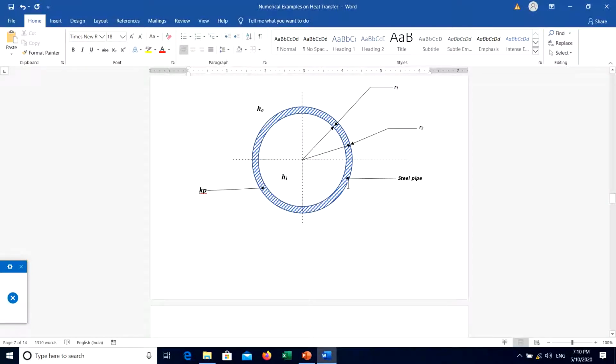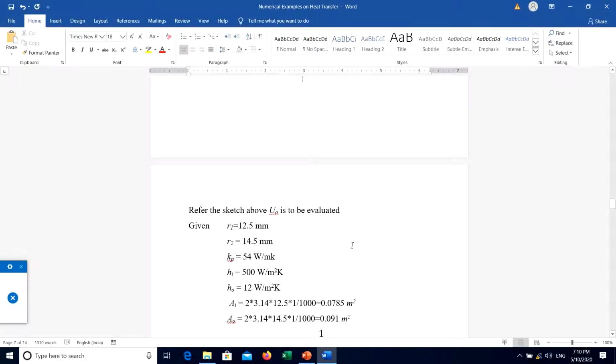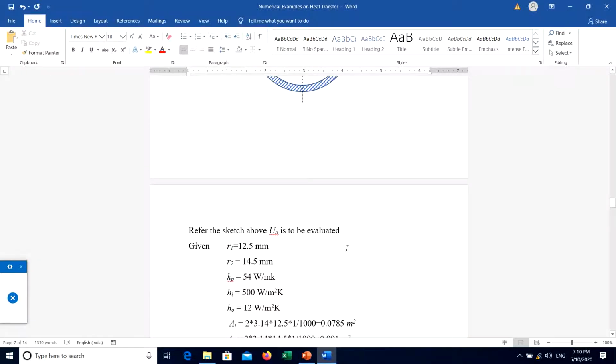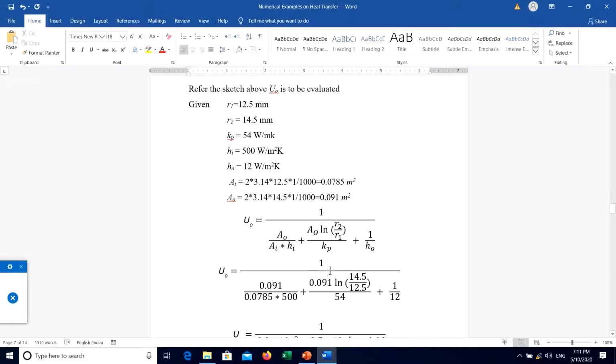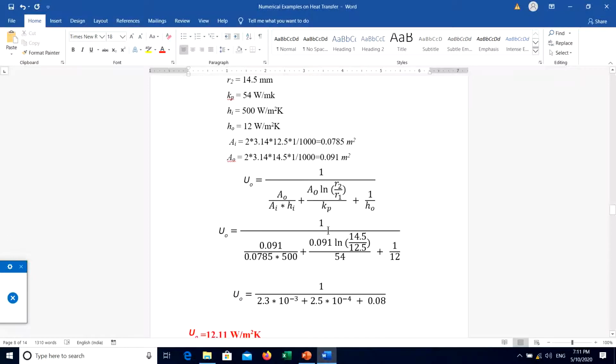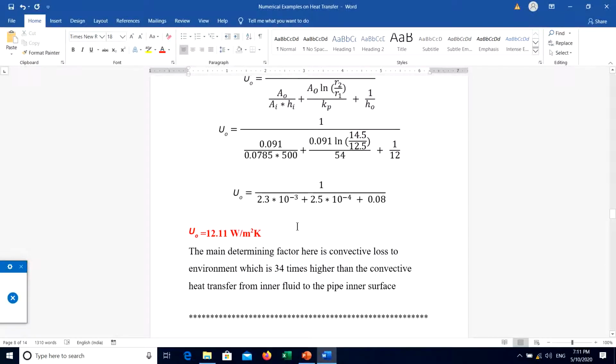So this is a very simple case of HI and HO. R1 is given, R2 is given, HI is given, and HO is given. So we will apply again the same equation of UO. Here HI will come into the picture now: 1 upon AO by AI into HI, plus AO, this is a pipe, R2 by R1 upon KP is the pipe section, and this is for HO. If you substitute all the values here, you will get the value of UO, the overall heat transfer coefficient, to be 12.11 watt per meter square Kelvin.